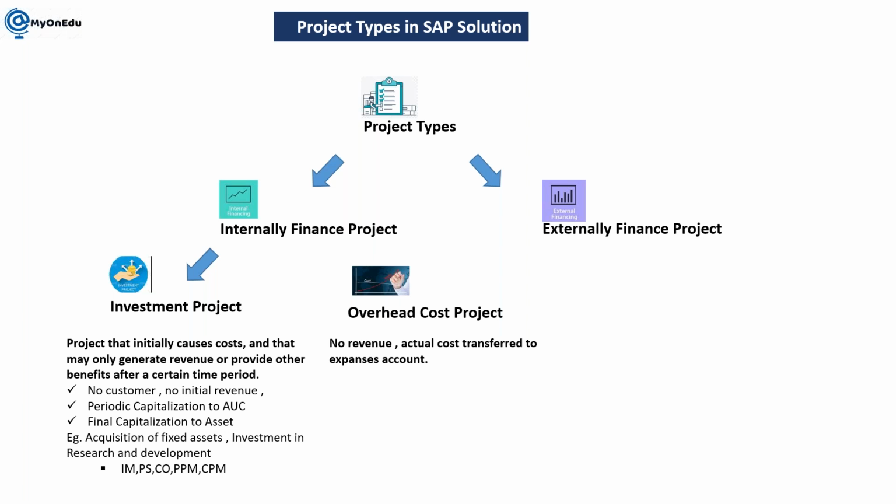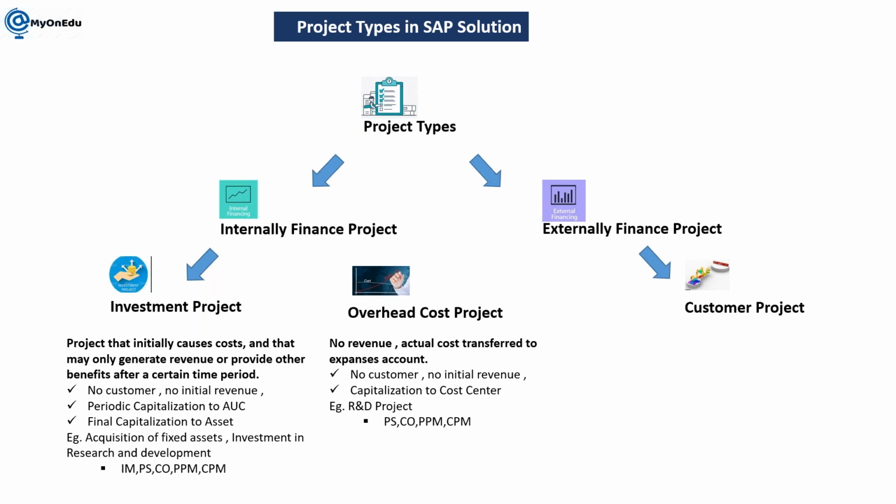Another example, let's say the organization is doing R&D. Initially you thought it is an investment, and in case it is not successful, whatever amount is incurred in that particular project is supposed to be considered as an expense. So here you will not have any customer, no initial revenue, and capitalization to a cost center, for example an R&D project.